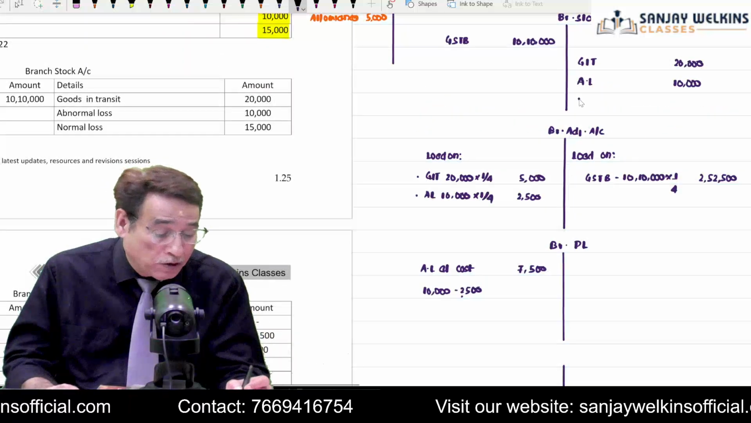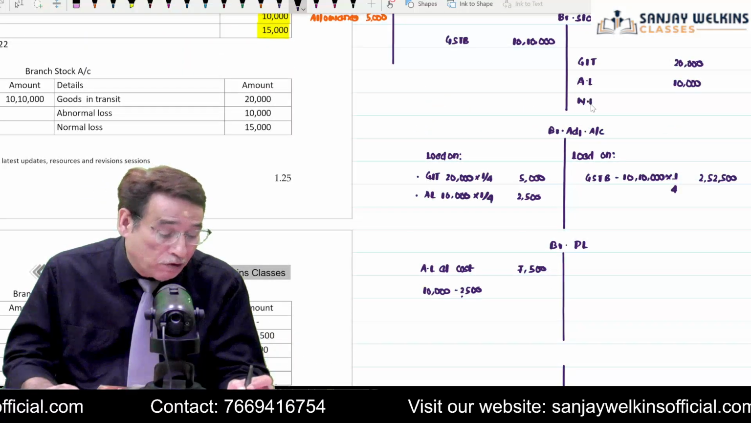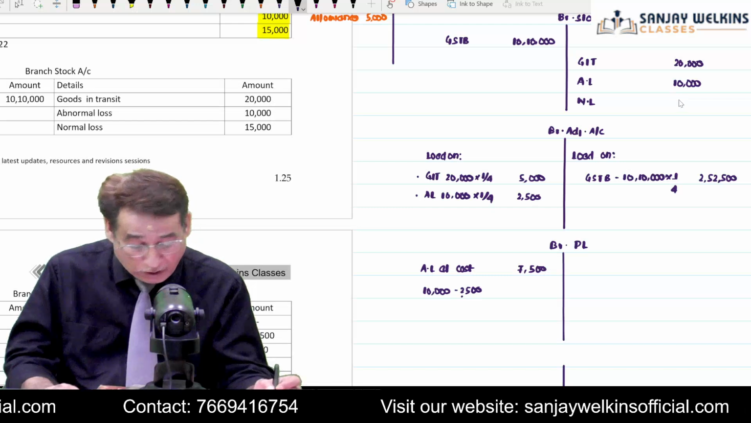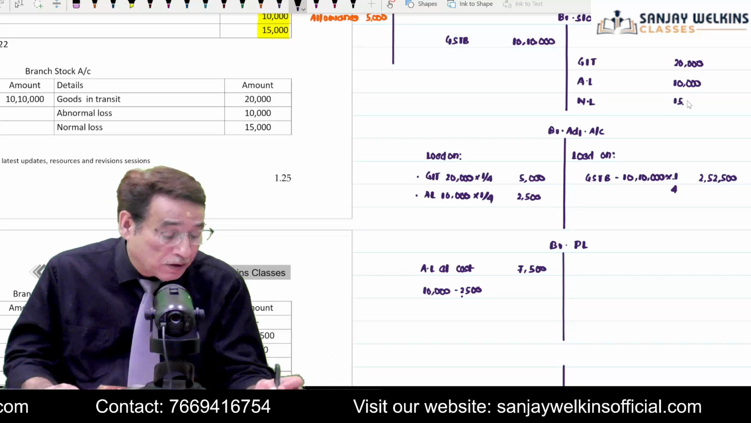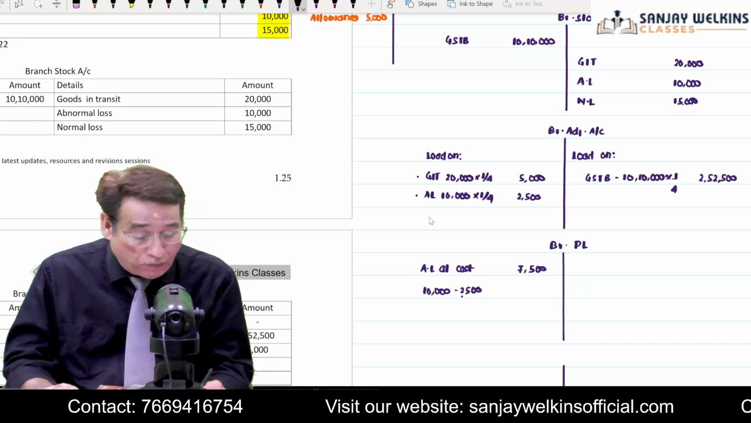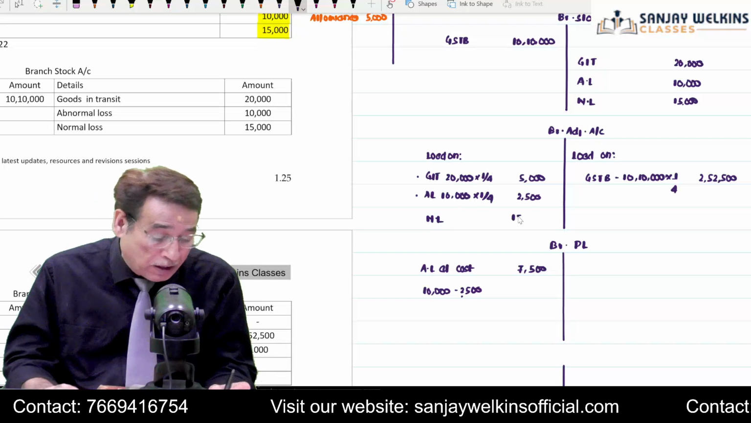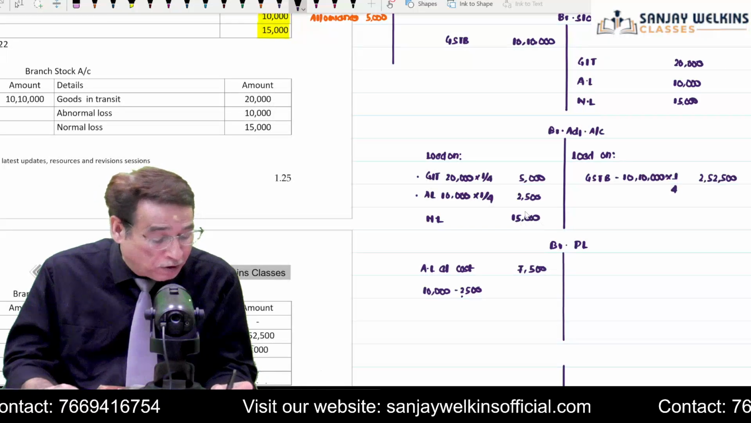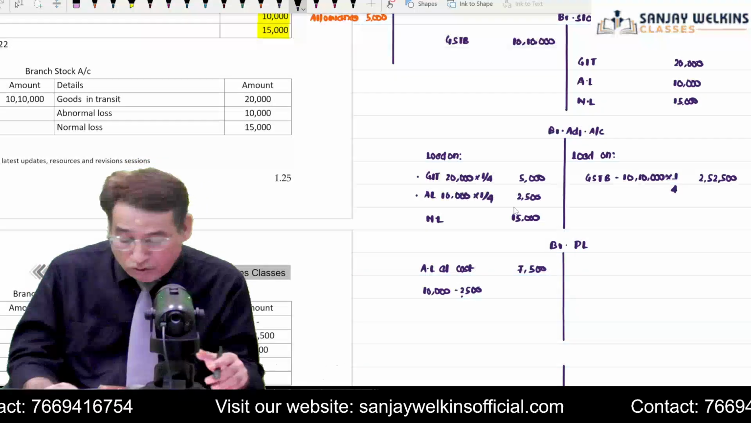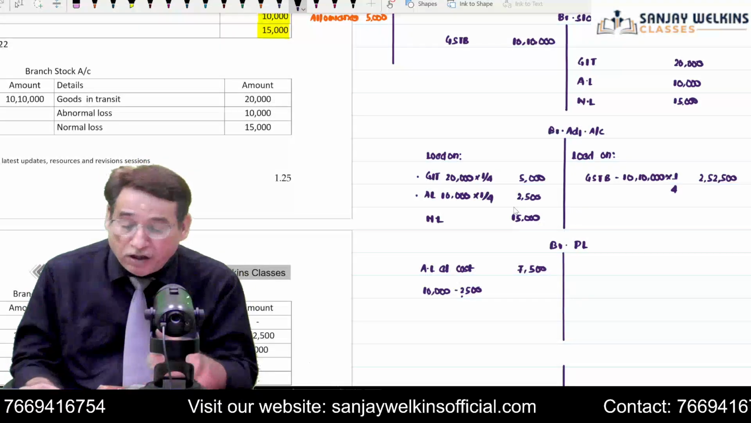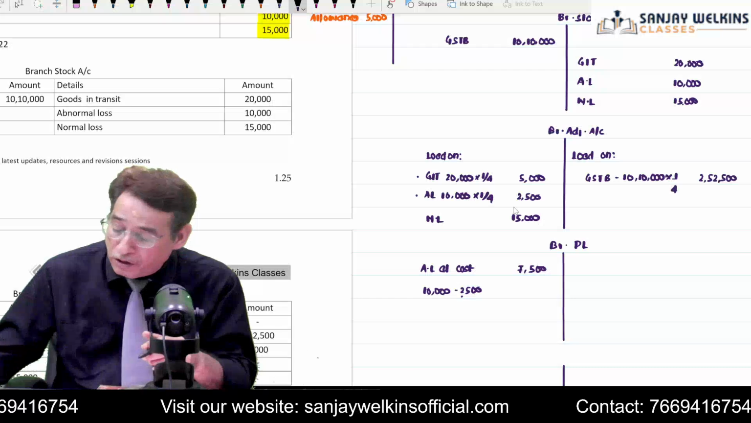And last item, we are being given normal loss at branch. So normal loss, you know the treatment. Normal loss, first of all, we put on the credit side of the branch stock account 15,000, and then we take the entire amount of the normal loss and simply put it on the debit side of the branch adjustment account, and we need not require to split it into load and cost part. So this is how you are going to actually reflect the treatment of these two questions.